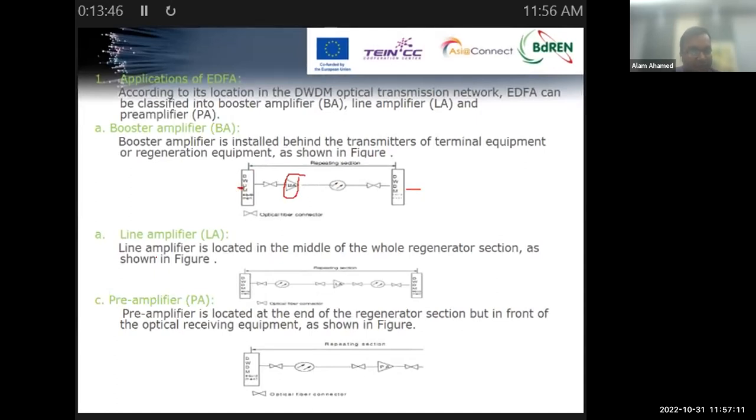And line amplifier is located in the middle of the whole regeneration section, as shown in the figure. This is the origination point, this is the destination point, and this is the amplifier. This is called the line amplifier.